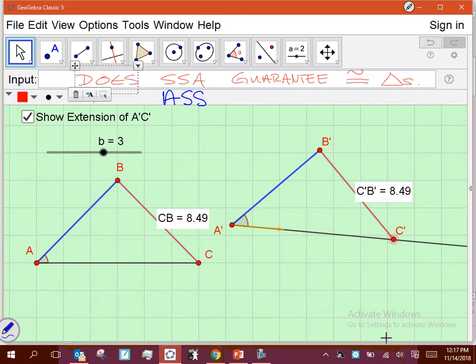Does that create a triangle? What do you think about that triangle compared to the first one? Congruent, absolutely, 100%. Okay? So there's a situation where side-side-angle or angle-side-side gave us congruency, right? All right, I'm going to start over.